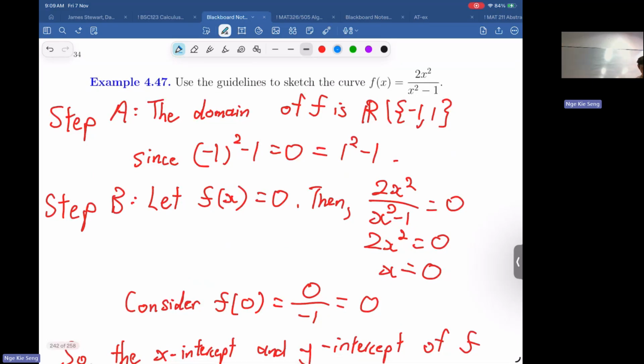And then step B, we're going to find when it intersects the y-axis. Meaning when x equals 0. Intersecting the x-axis is when y equals 0. But in this case, we found out that there's only really one place on the x-axis and y-axis, which is the origin.